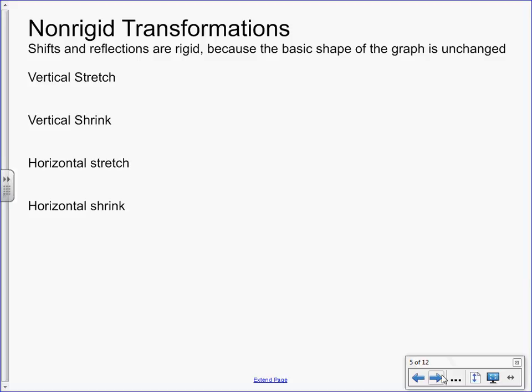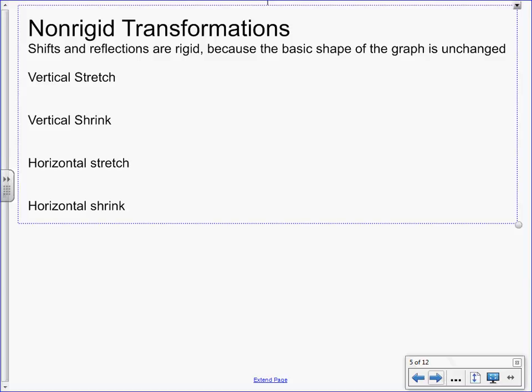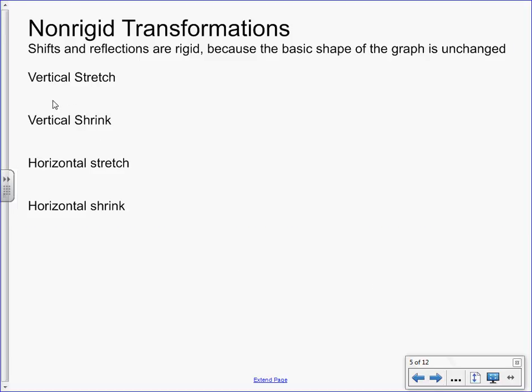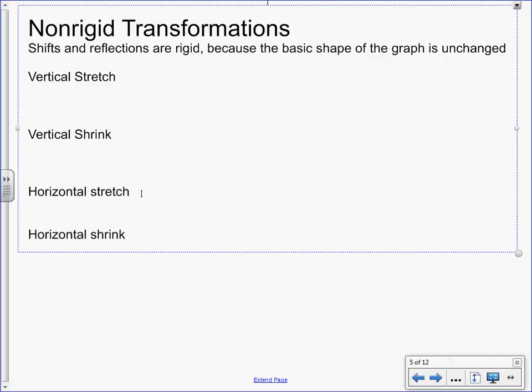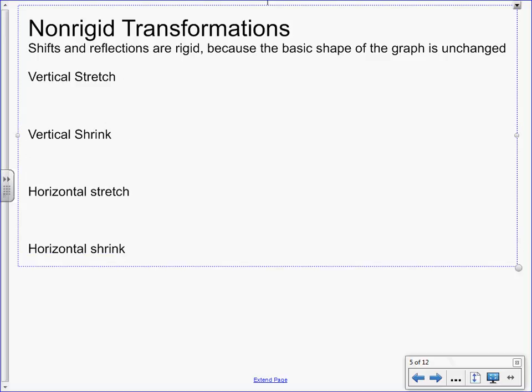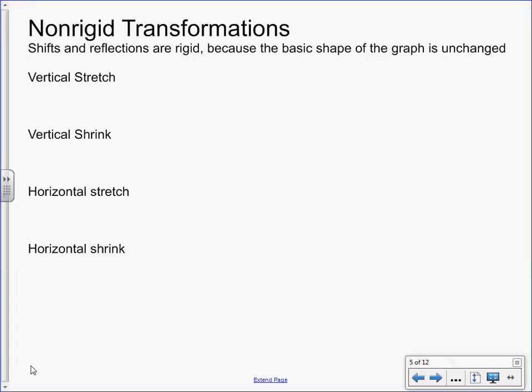So we are going to talk about vertical stretch, vertical shrink, horizontal stretch, and horizontal shrink. Now, let's just talk about what you remember from last year. If we wanted to make a parabola or an absolute value wider, does anybody remember what we did? If you wanted it to be wider versus narrower, do you remember what happened? You put a number greater than 1 in front of the x.